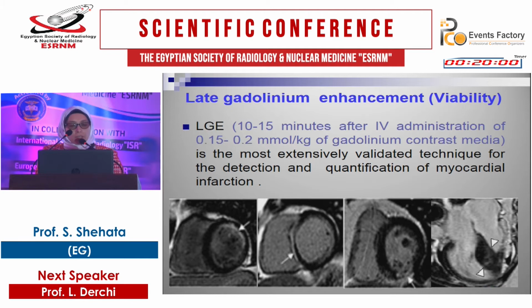These are different types of late gadolinium enhancement. First image: subendocardial enhancement, the second: mid-wall enhancement, third: transmural, and the fourth image: patchy enhancement.